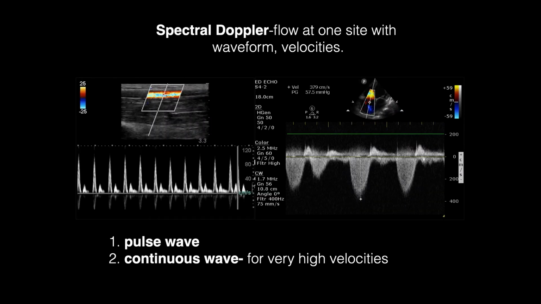Another more advanced form of Doppler that you probably won't be using initially is pulse wave or continuous wave spectral Doppler, and this is to see flow and actually measure the velocity. So this is used in cardiac to measure velocities over valves typically.